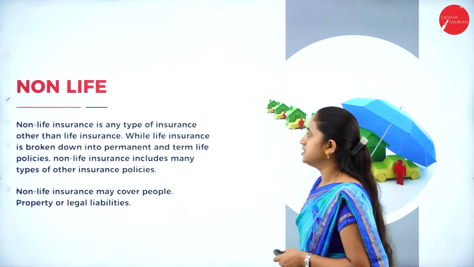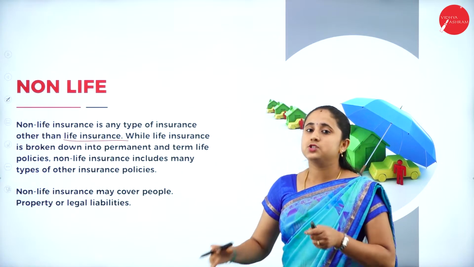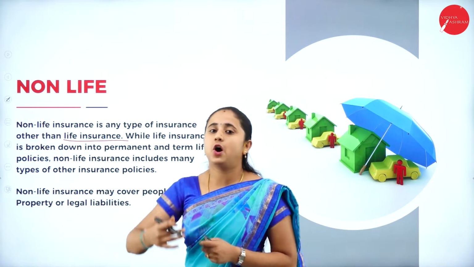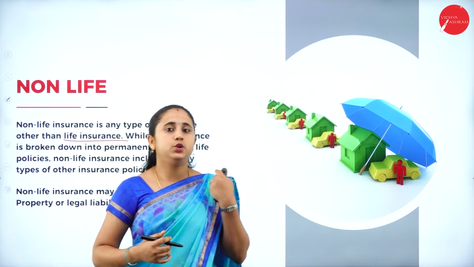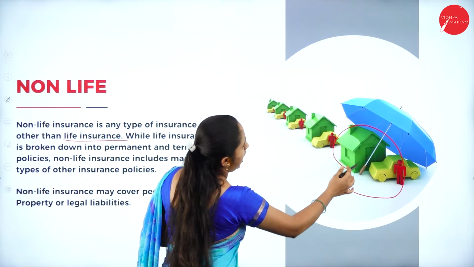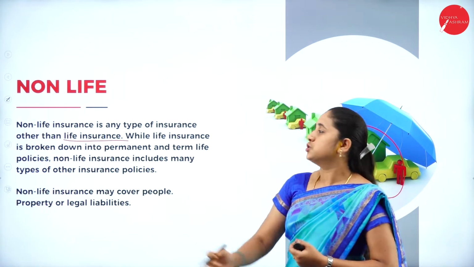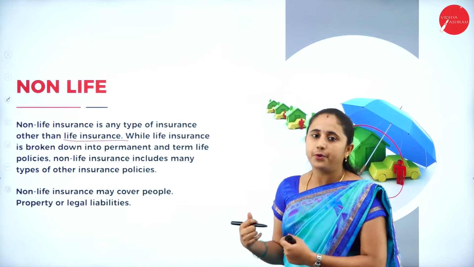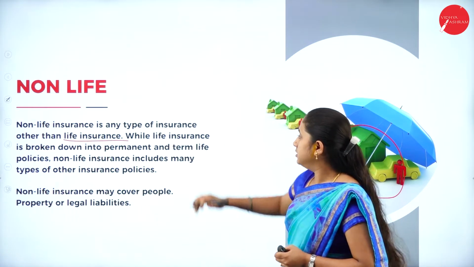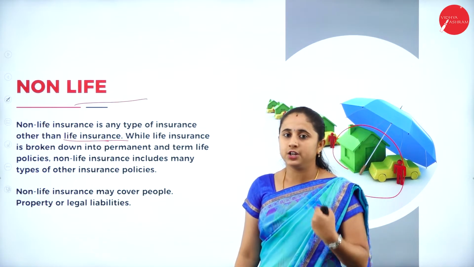Next, non-life insurance. Non-life insurance is a type of insurance other than life insurance. Nowadays, not only for human beings or life, but apart from human beings, so many things we give priority or importance. We need to insure those properties or things, for example a house, a car, or any property. We give importance to those properties, so we need to insure them. Apart from life, we want insurance for such properties or things. This comes under non-life insurance.